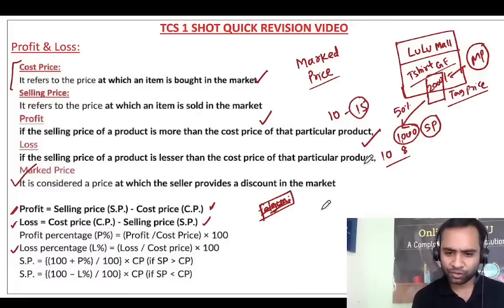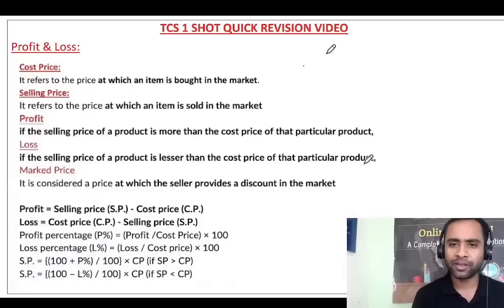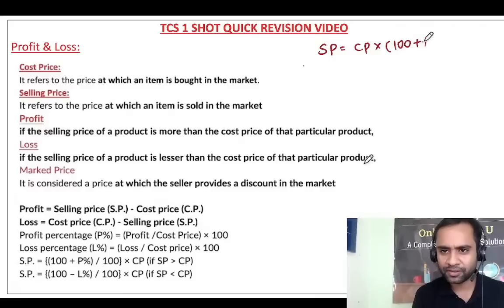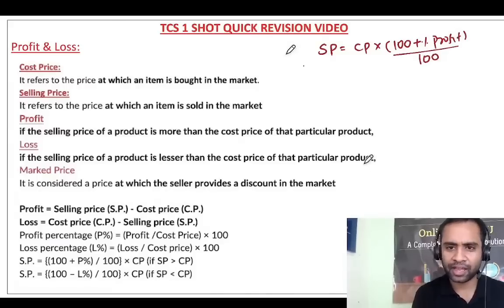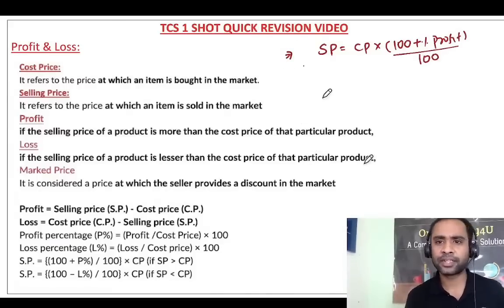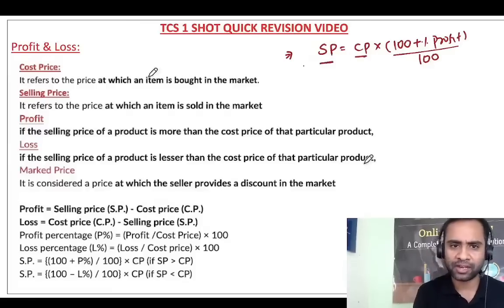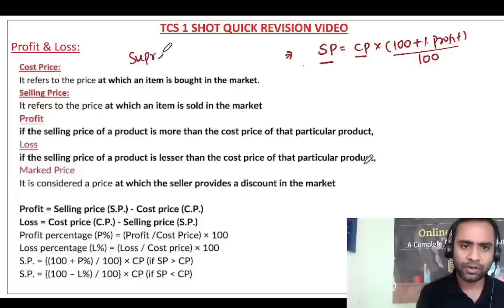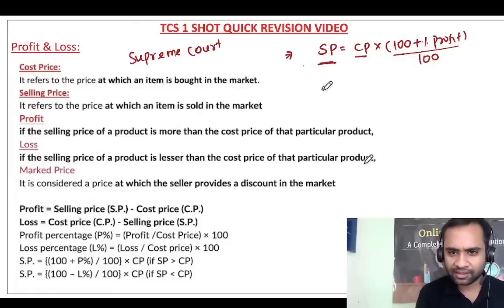Okay, selling price. The selling price formula is, please try to remember: selling price equals cost price into 100 plus percentage of profit divided by 100. Now if you forget this in the exam, how do you remember it? Supreme Court. So S equals C, Supreme Court.